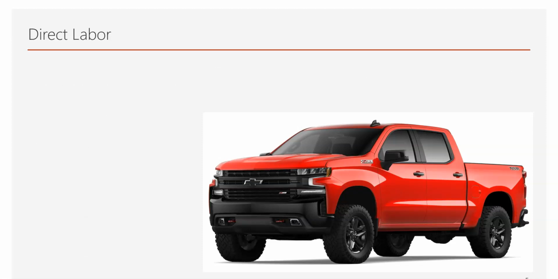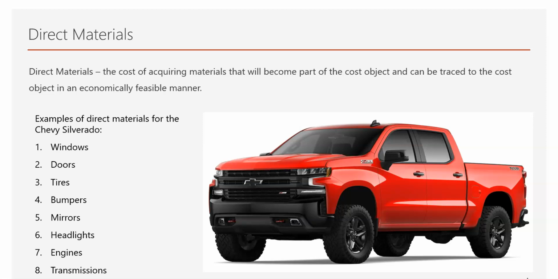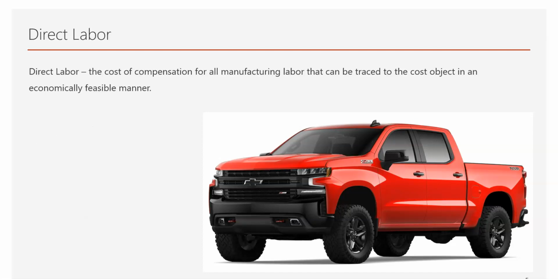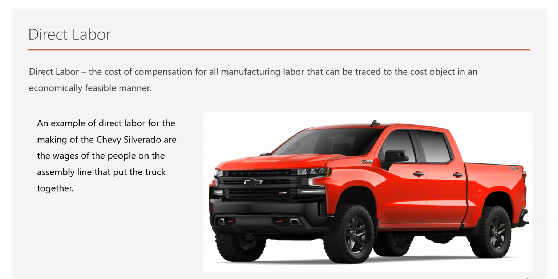What about direct labor? What would we consider direct labor costs for the Chevy Silverado if that is our cost object and we want to gather all the costs associated with making it? We've already looked at the materials. Let's look at the labor. Direct labor is simply the cost of compensation for all manufacturing labor that can be traced to the cost object in an economically feasible manner. So what is an example of that? Direct labor for the making of the Chevy Silverado is the wages of the people on the assembly line actually putting the truck together.